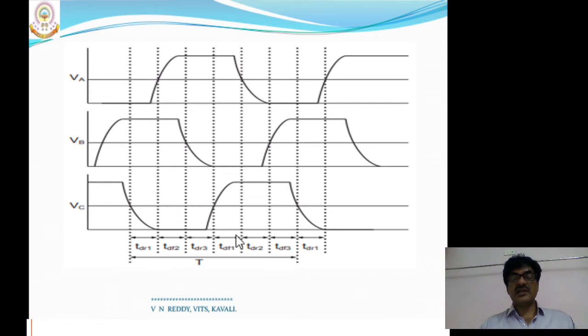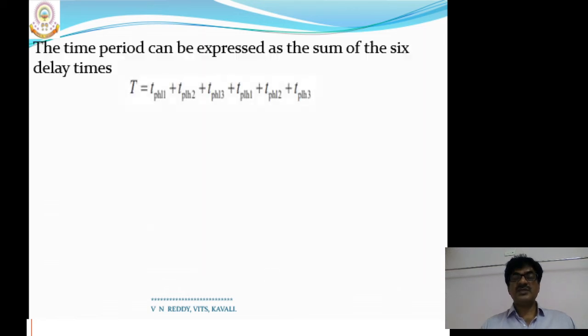So with reference to this diagram, the time period consists of 6 time delays. The 6 time delays you can write in terms of transition propagation delays like this: T equals TPHL1 plus TPLH2 plus TPHL3 plus TPLH1 plus TPHL2 plus TPLH3. Rising means LH, falling means HL. So from the above waveform, you can write in terms of low to high and high to low propagation delays.